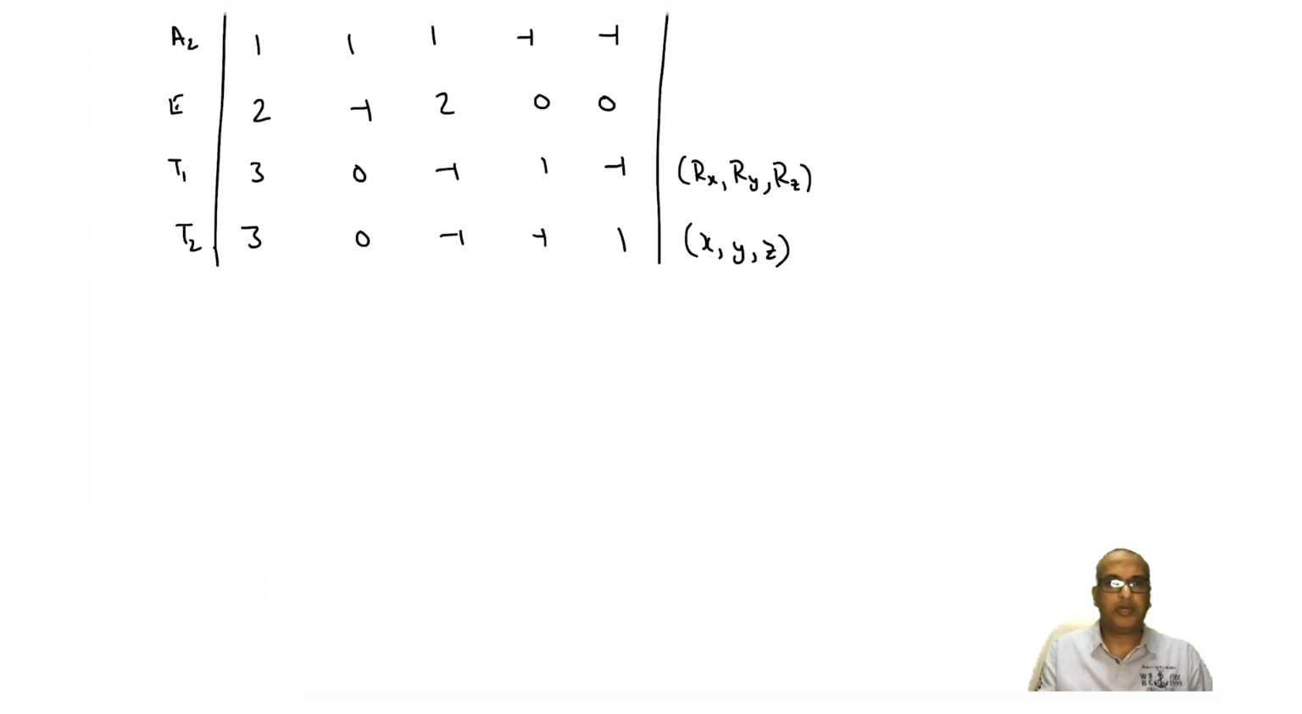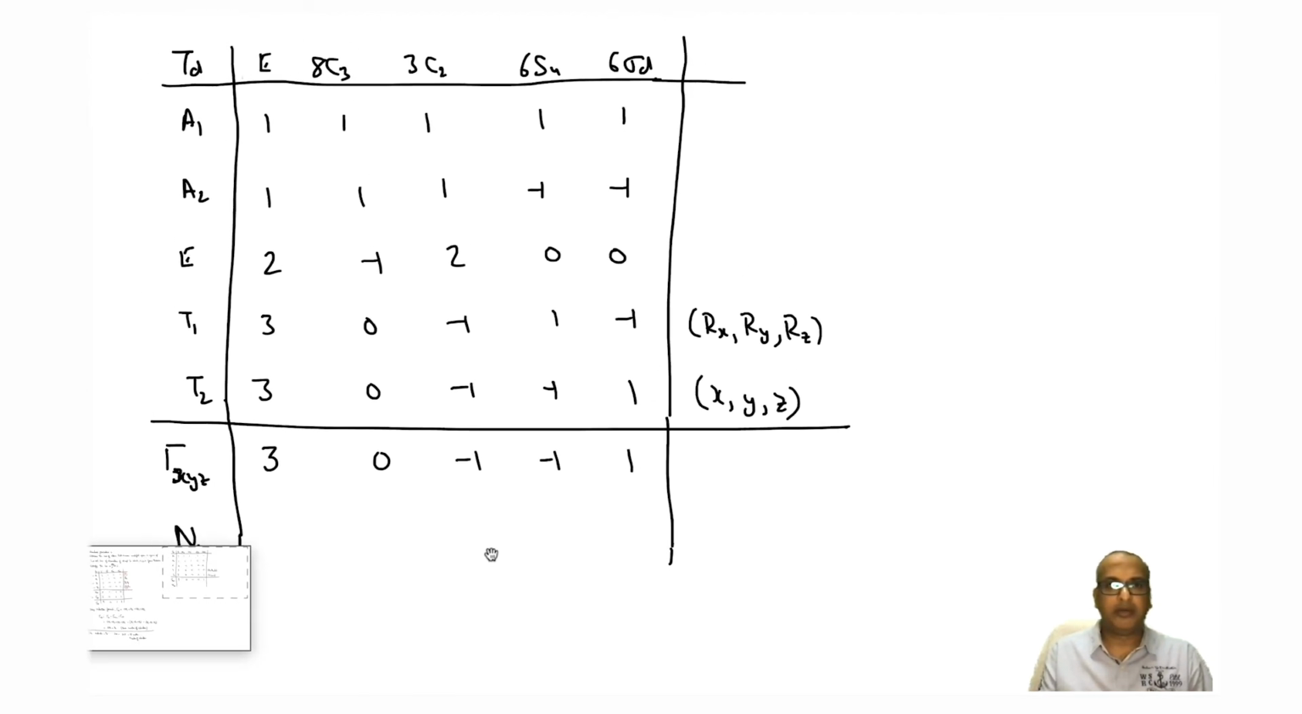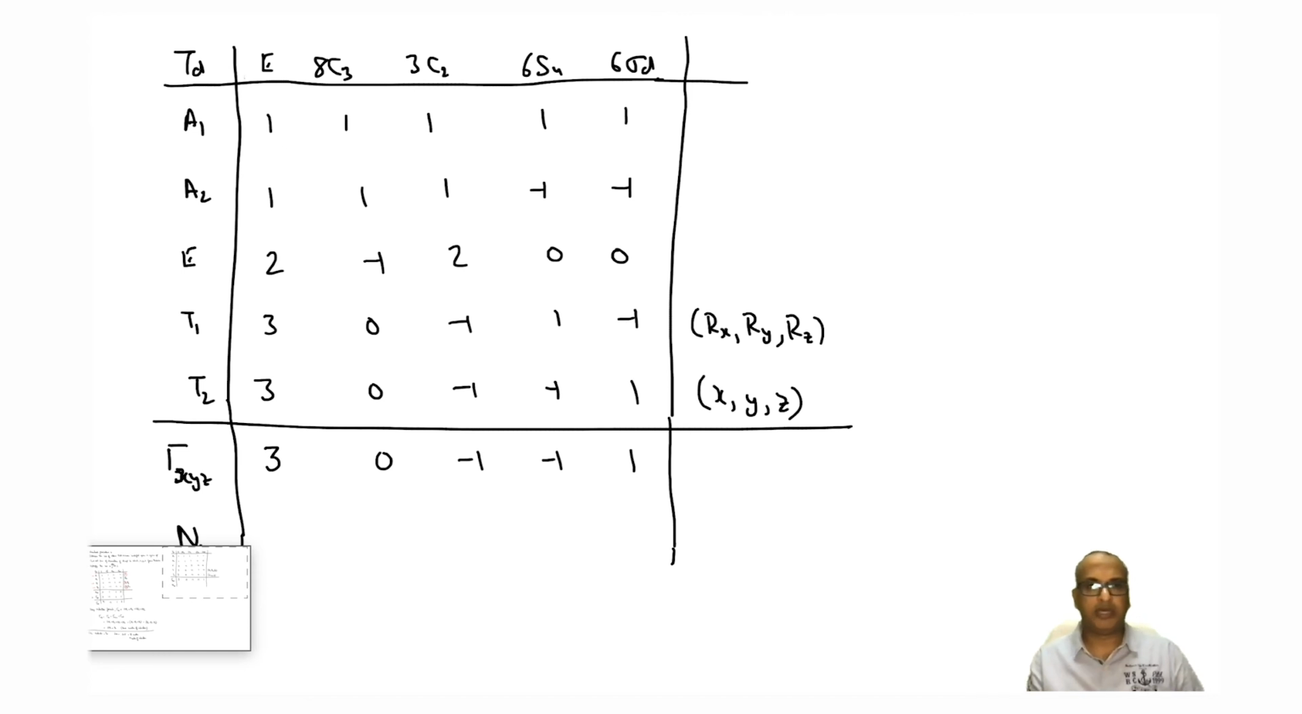Okay, so now xyz together forms the basis for T2, Rx, Ry, Rz together forms the basis for T1. So that means we don't have to take the sum also. It's very easy now. So tau xyz is basically same as T2. So you have 3, 0, -1, -1, 1. Then the number of atoms which remain unshifted.